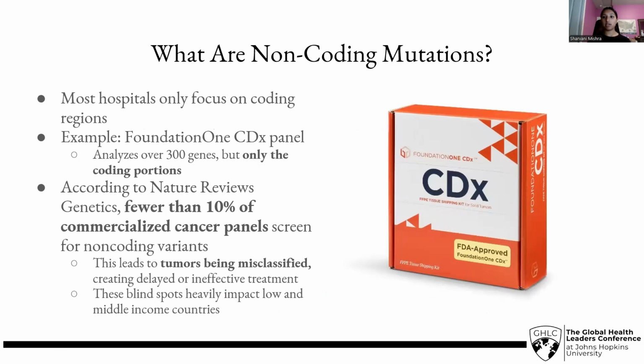Yet most hospital genetic panels still focus on only coding regions, overlooking non-coding mutations in promoters, enhancers, or untranslated regions. For example, the widely used FoundationOne CDx panel analyzes over 300 genes, but only their coding portions, ignoring regulatory elements unless already well known, like the TERT promoter. And this isn't rare. A 2020 review in Nature Reviews Genetics found that fewer than 10% of commercial cancer panels screen for non-coding variants. The result? Tumors can be misclassified, leading to delayed or ineffective treatment. Even in high-income countries, these blind spots persist, and in lower resource settings where full genome sequencing is rare, the risk of missing key mutations is even higher.